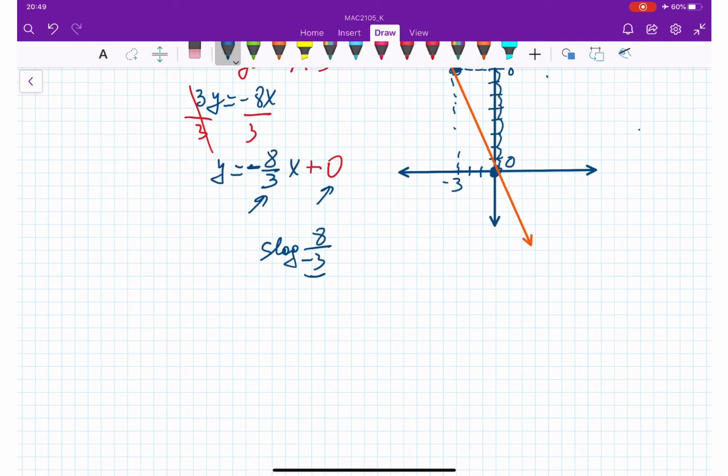All right. So what is our y-intercept? It's going to be 0, yes?